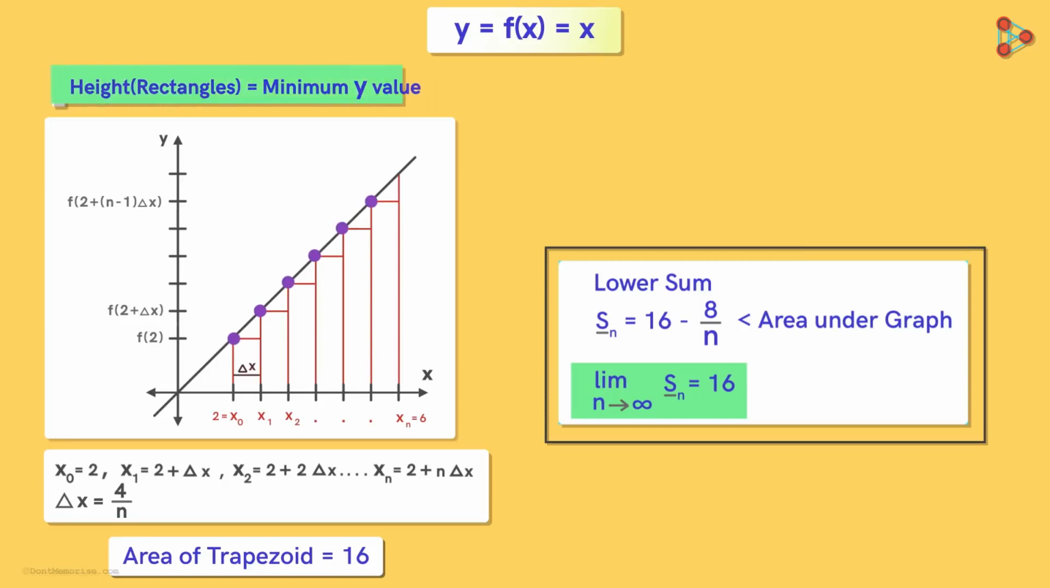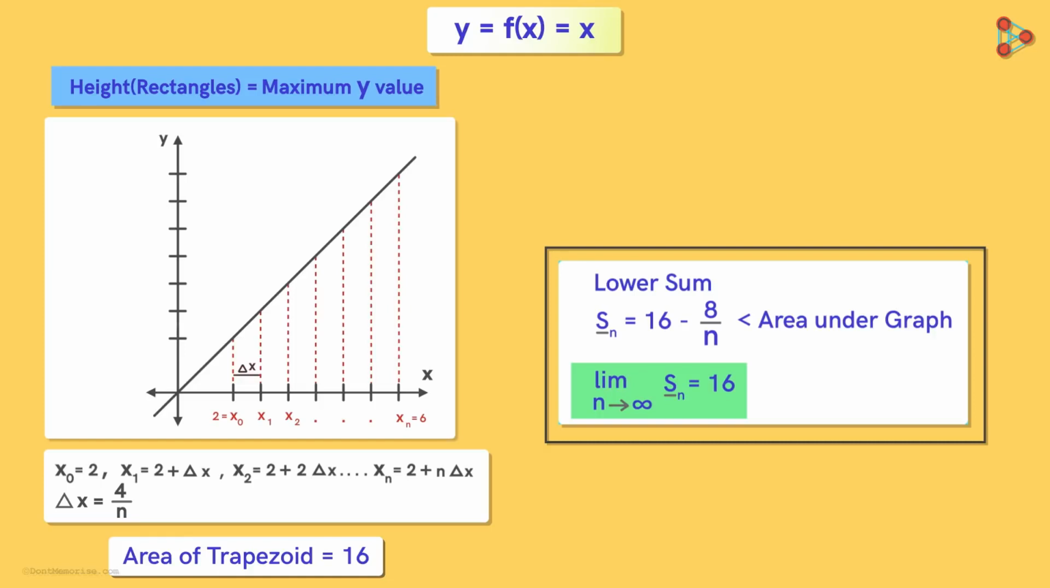Why do we take the heights of the rectangle as the minimum y values only in each subinterval? What if we had taken the maximum y value? Would this work? Yes, it would. Let's quickly have a look.